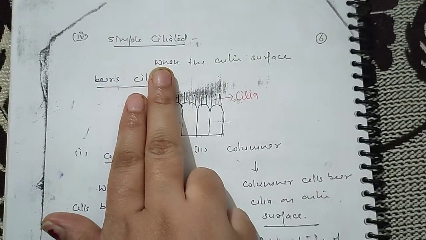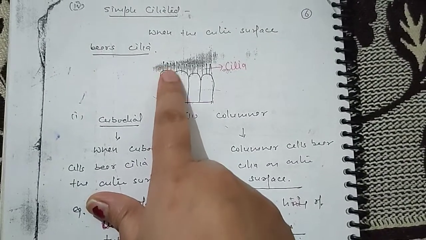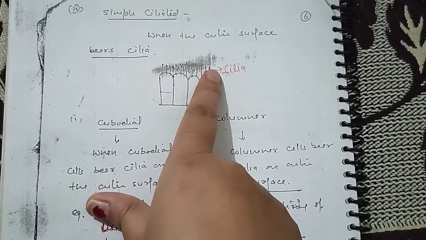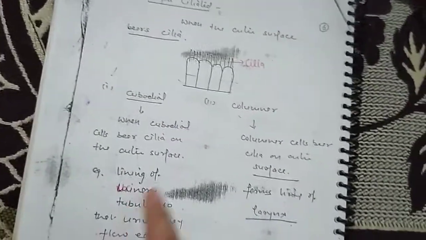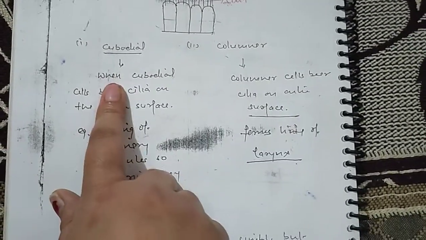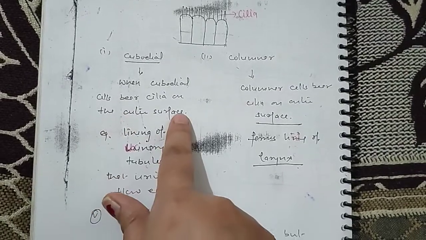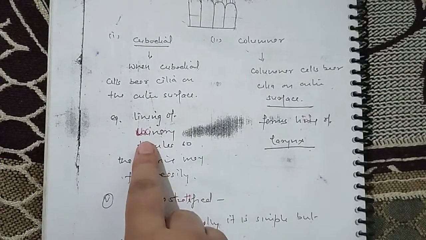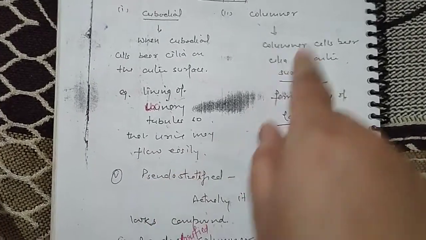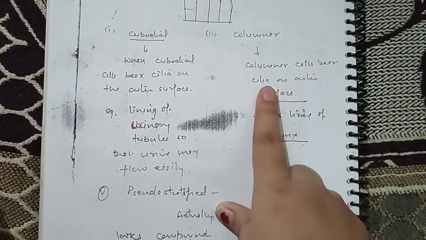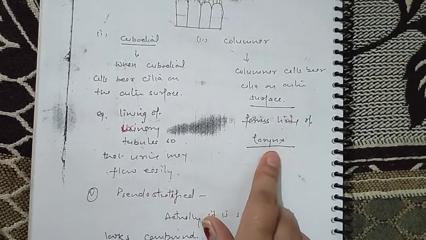Next type is simple ciliated. When the surface bears cilia like this, small hair-like structures, these are cilia. It is again of 2 types: cuboidal and columnar. So we see cuboidal first. When cuboidal cells bear cilia on the outer surface, for example the lining of urinary tubules, so the urine may flow easily. Columnar cells bearing cilia on the outer surface form the lining of the larynx.